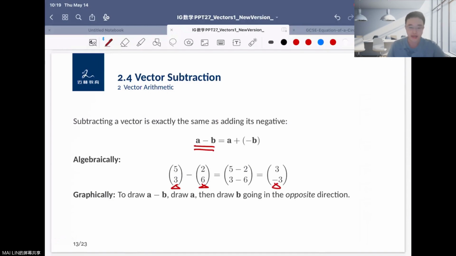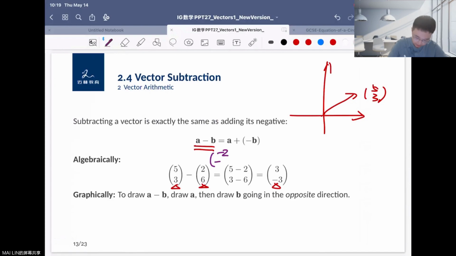So if you want to draw a minus b graphically, first you can draw (5, 3), right? So here's (5, 3). And then you can draw (2, 6) in the opposite direction, that is (-2, -6). So you can consider this as (5, 3) plus (-2, -6). So that is this vector. You want to add the red and purple vectors together, so you can just move the vector to a new place. Here I'm using a green vector to represent it. You can find they're parallel with each other, and their magnitudes are the same as each other, right?